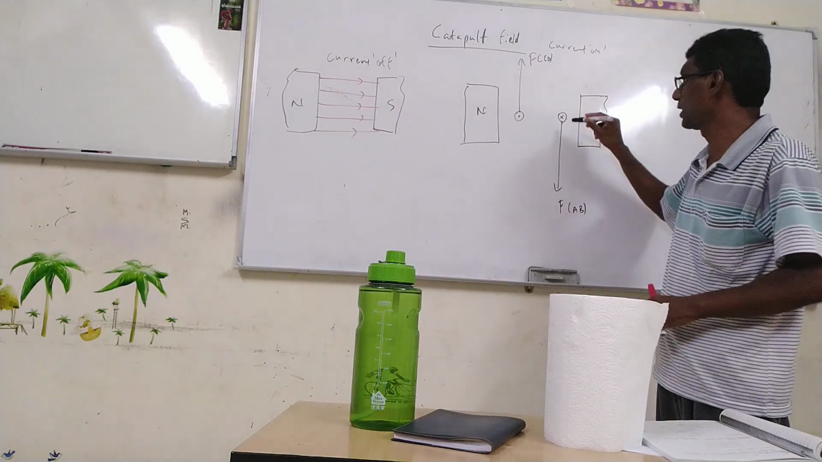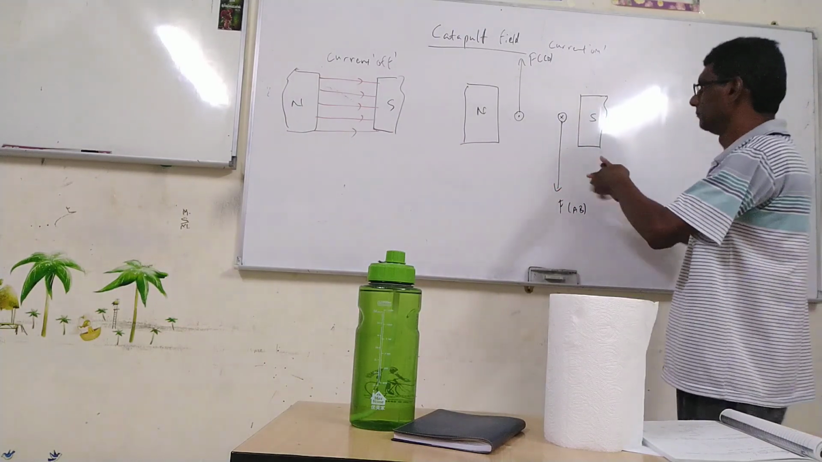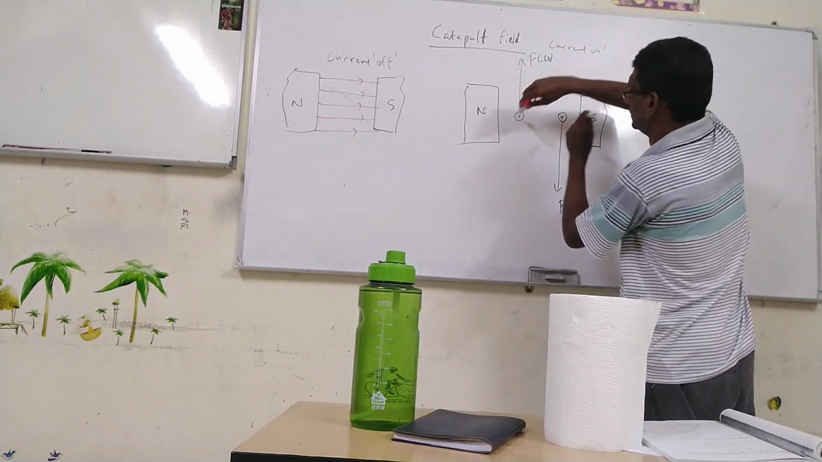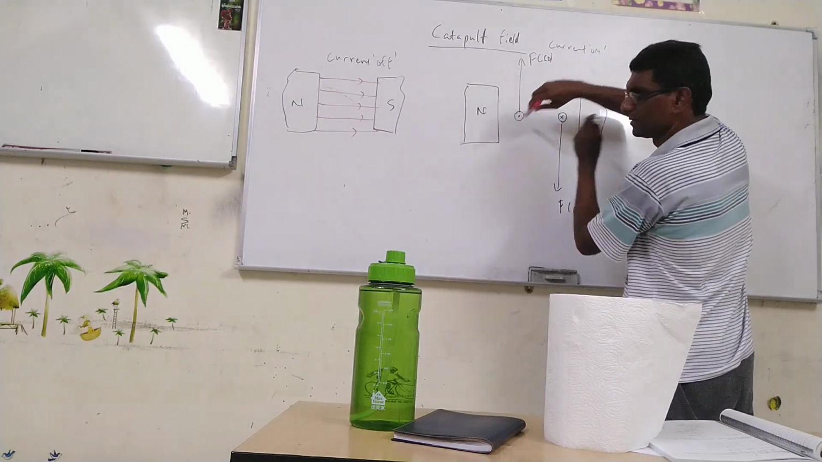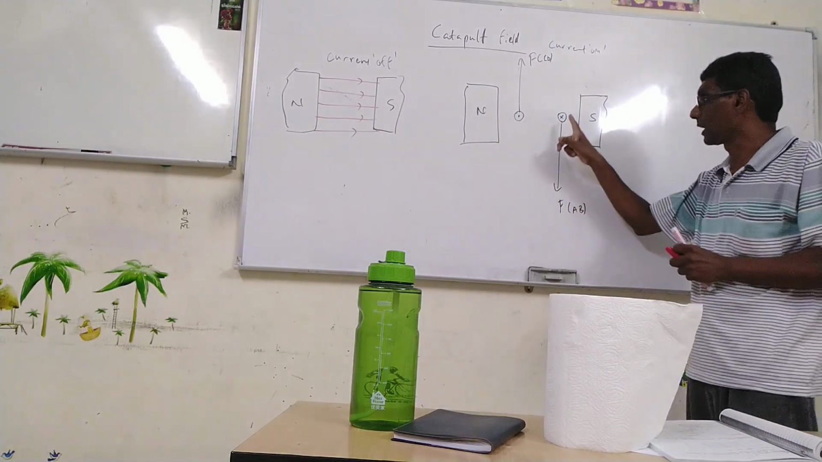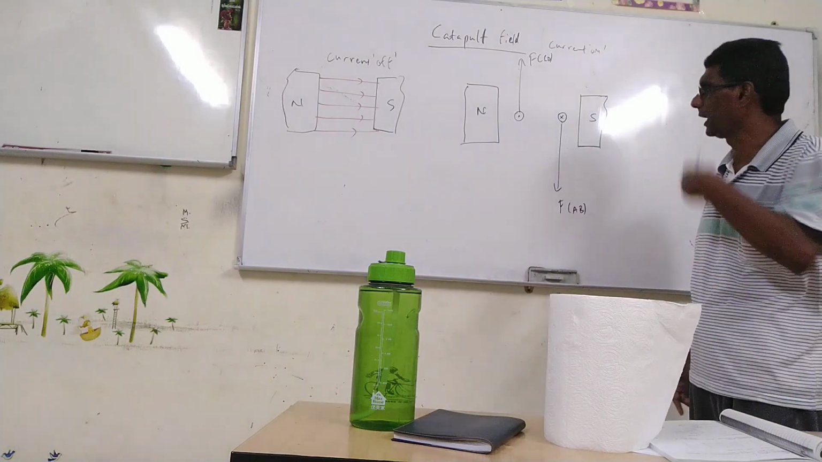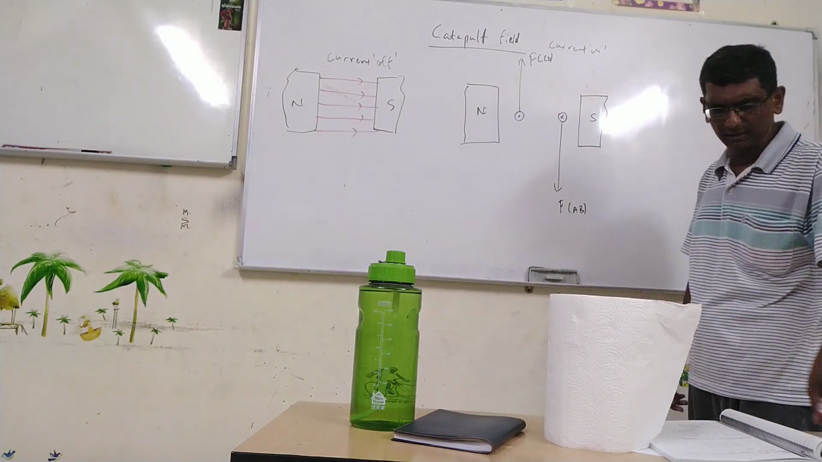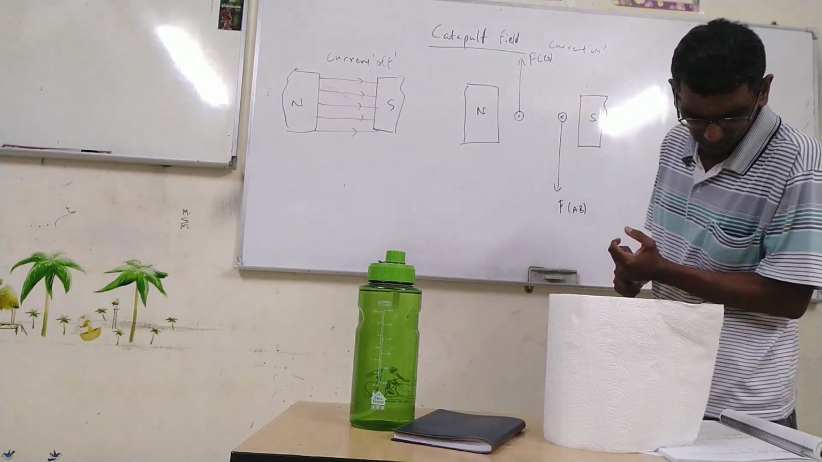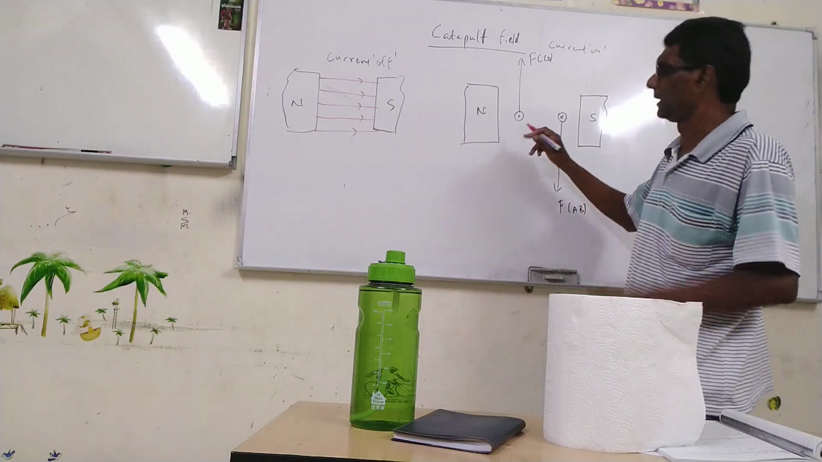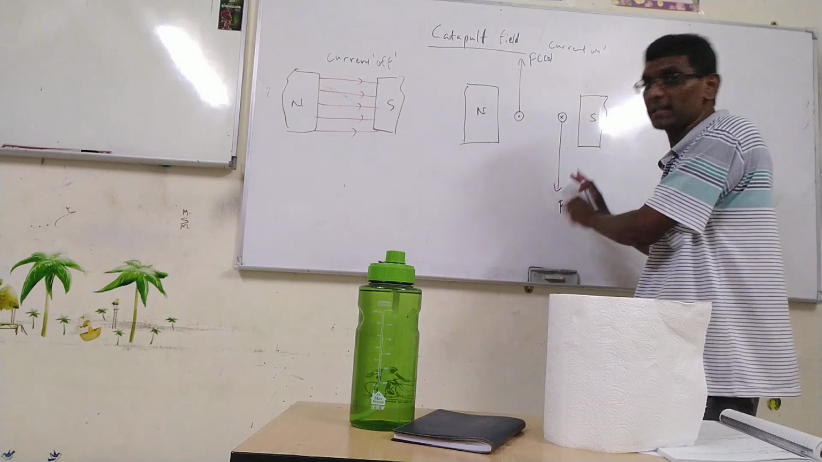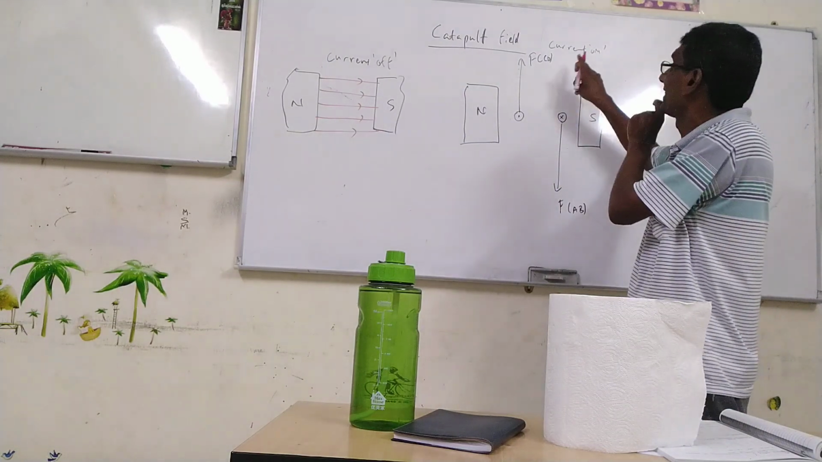The first step, current going in and out. And the third step, we have to learn the catapult field, the resultant or combined magnetic field, when the current is on.